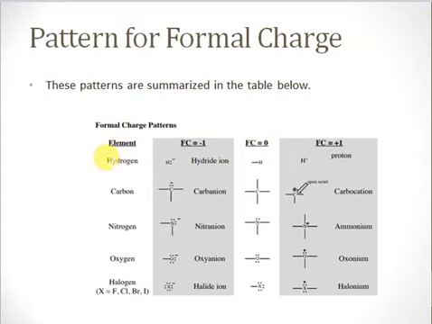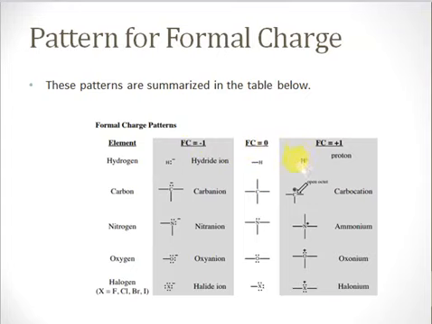We'll consider the element and the formal charge it can have. Suppose hydrogen: here we have H negative, this is known as the hydride ion. So hydride ions have -1 formal charge. But if hydrogen is forming a single bond with anything, its formal charge will be 0.